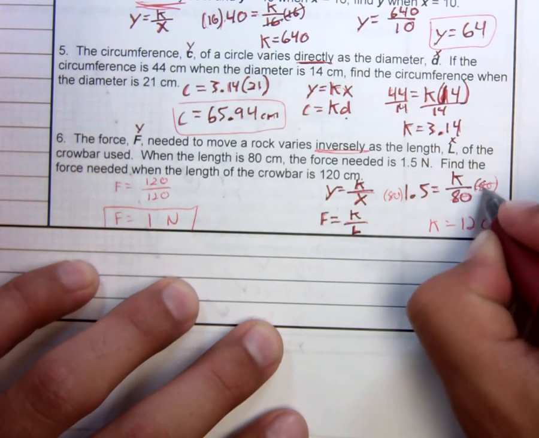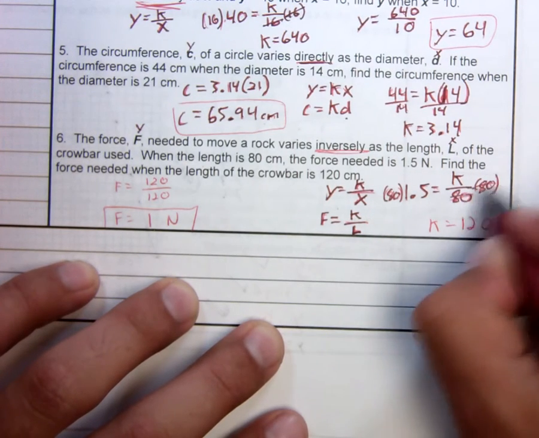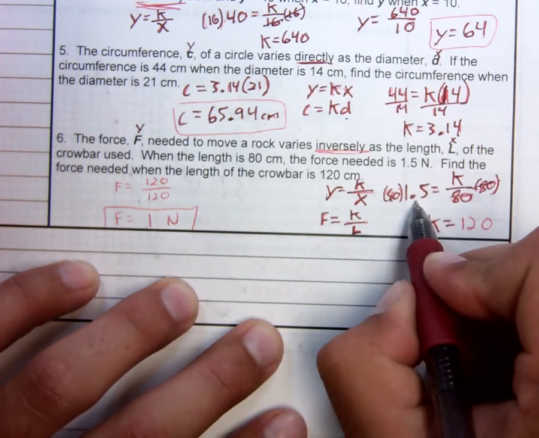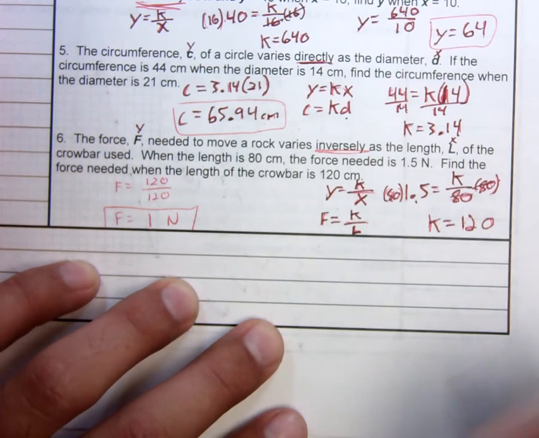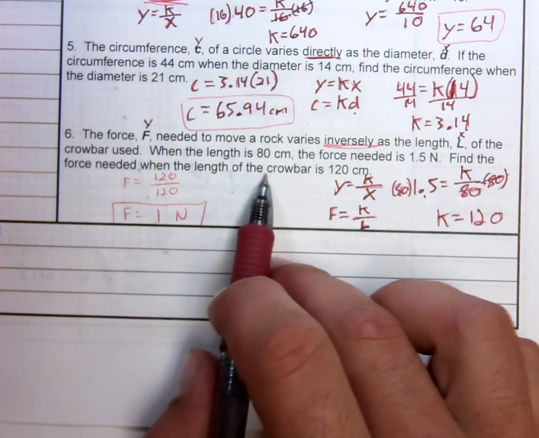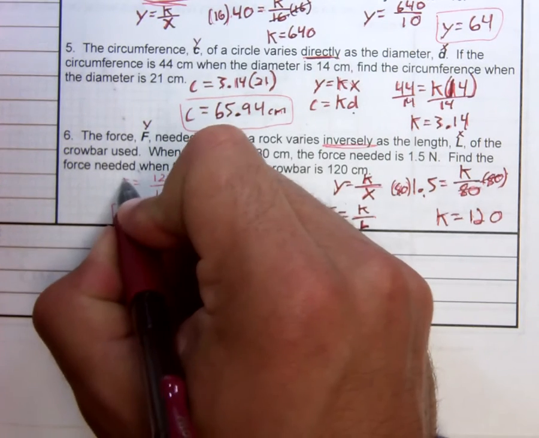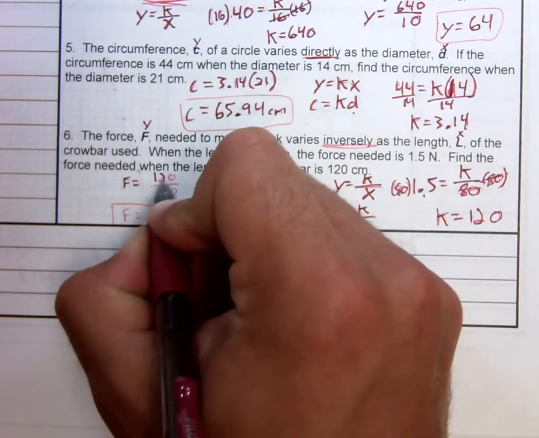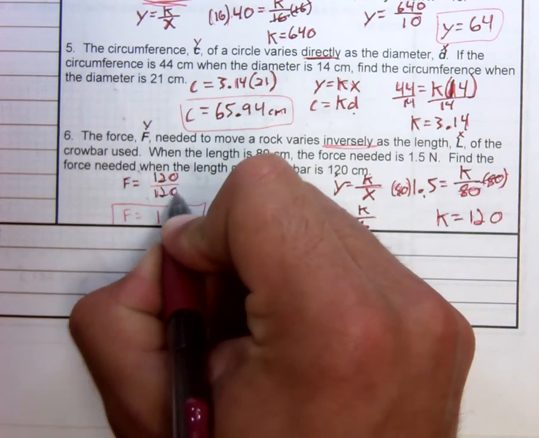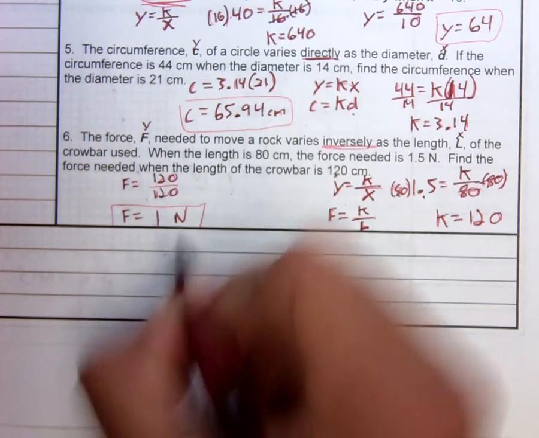Let's find k, so I multiply both sides by 80. When I do that, 80s cancel. So that's what we're trying to do, get k by itself. So now I got k equals 80 times 1.5. That's where I got 120. Now we're going to find the force needed when the length of the crowbar is 120. So we're looking for F. So F equals, we said k was 120, and it just so happens on this problem that the length is 120. So 120 divided by 120, we know that's going to be 1. So F equals 1.